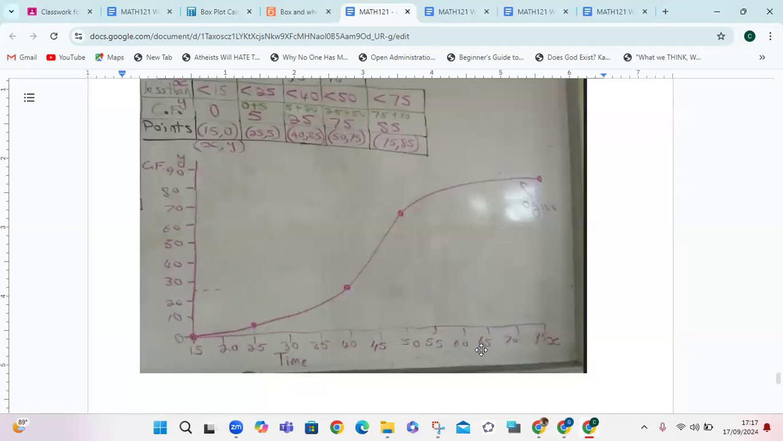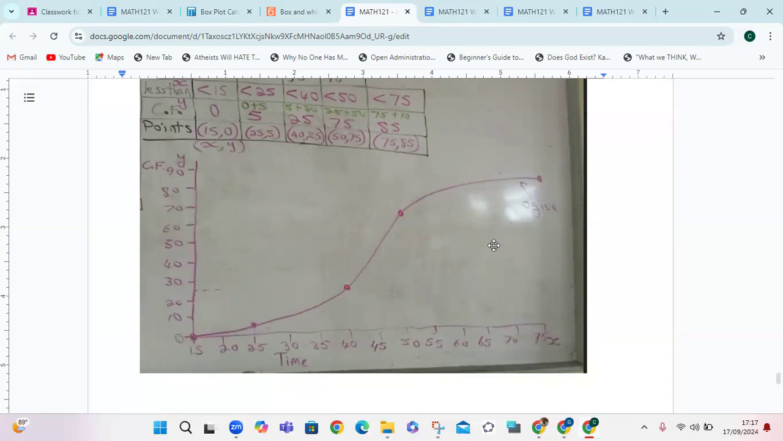You create your scale, 15 to 75, because there is nothing below 15 minutes. So you can start at 15 to 75, and 0 to 85, or 0 to 90, because you're going to go by 10. You plot your points and you join the points with your freehand and you have your ogive.